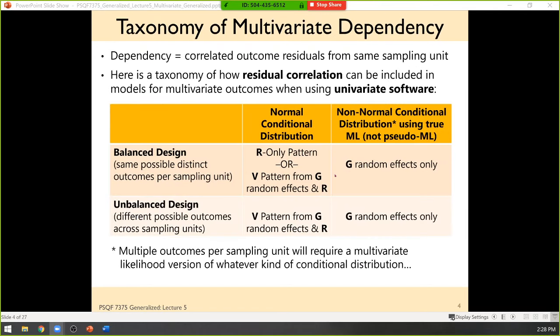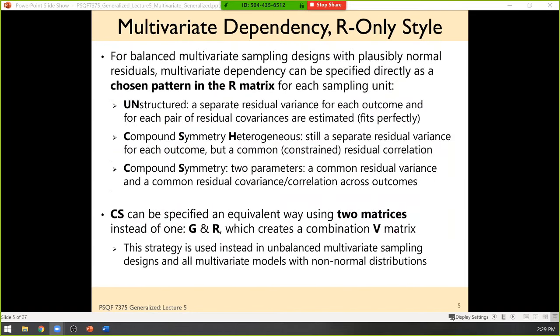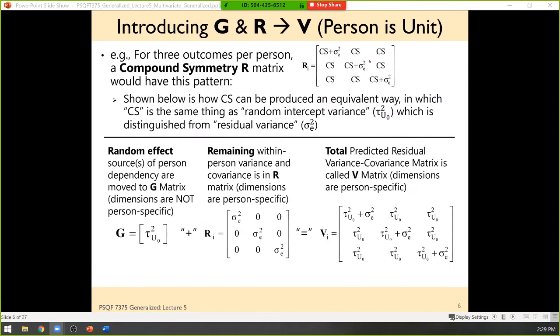Go back to the previous slide here. If you have multivariate generalized models, or if you have any kind of unbalanced design where not everybody has the same possible set of outcomes. So this is what compound symmetry looks like. I'm on slide 6 at the top here.